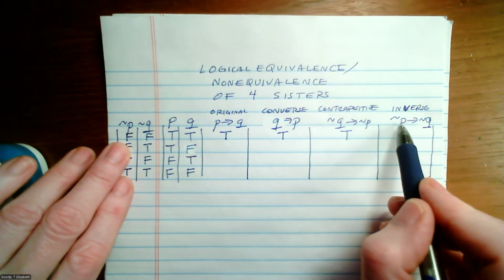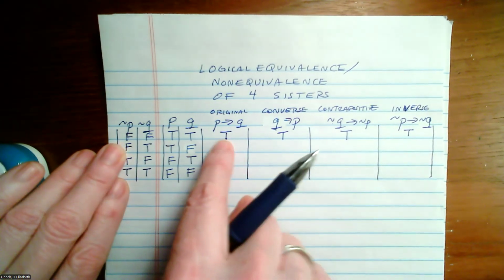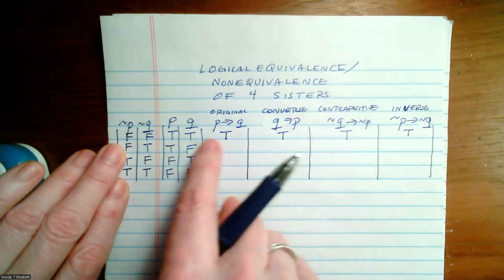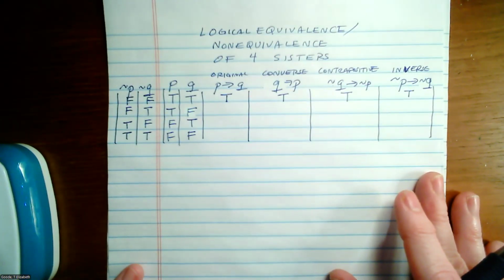I'm old. But here, not P is the hypothesis and it's false. So this is true by false hypothesis. Look, in this row, all 4 of them are true. It is possible for all 4 to be true.